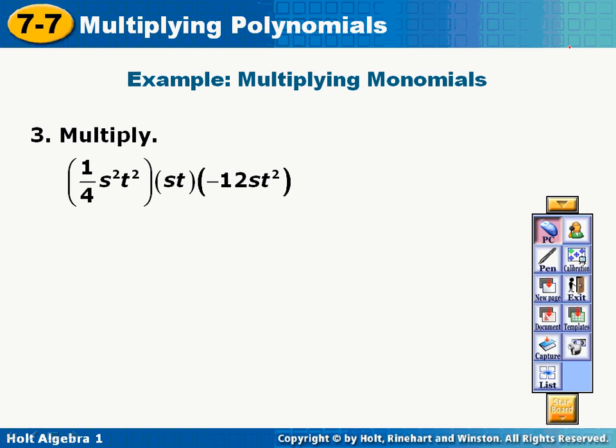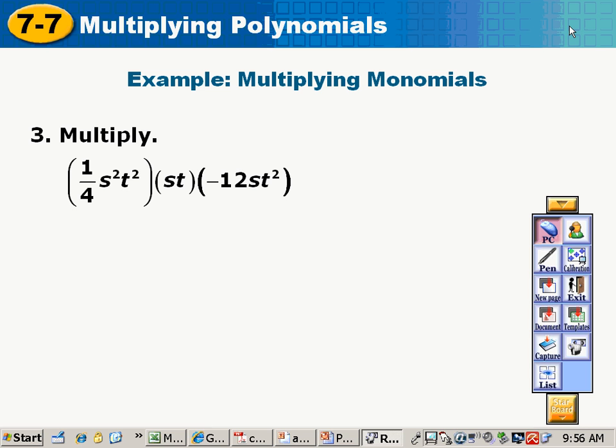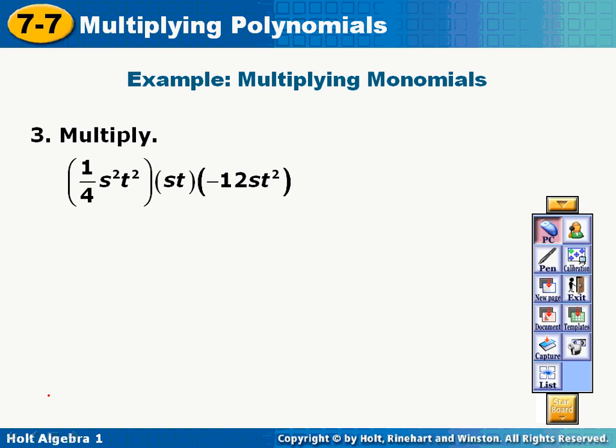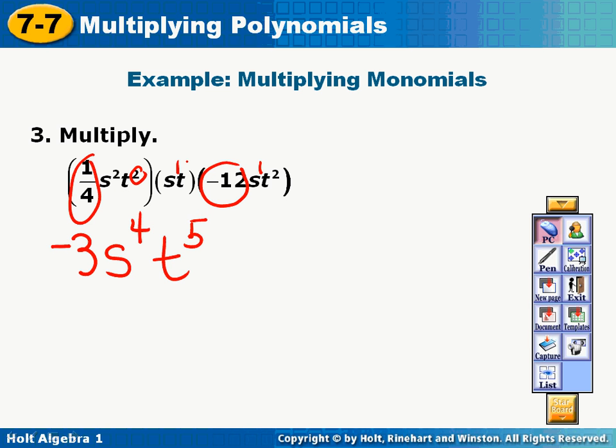Number 3, this looks like fun. All right, so we're going to multiply coefficients. So I'm going to multiply 1/4 by -12, which is -3. 4 goes into 12, -3. Look at the s's. I see s to the second plus 1 is 3, plus another 1 is 4. And t to the fifth, because 2, 1, and 2. Any problems?